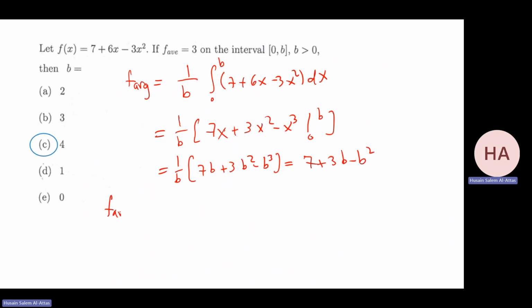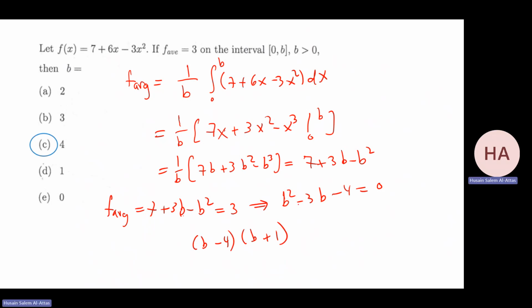I'm doing it in details since that gives me b squared minus 3b. I took it to the other side, minus 4 equals 0. So I have b minus 4 times b plus 1. That gives me b equals 4 or b equals minus 1. He said b positive, so this is out.